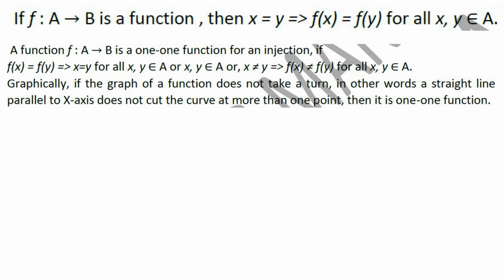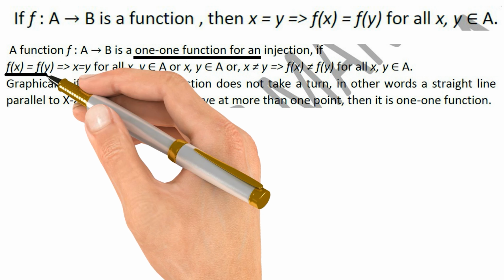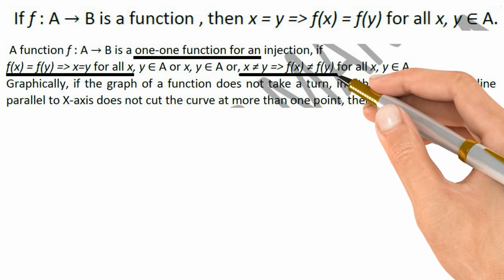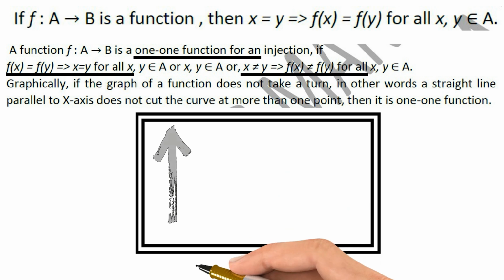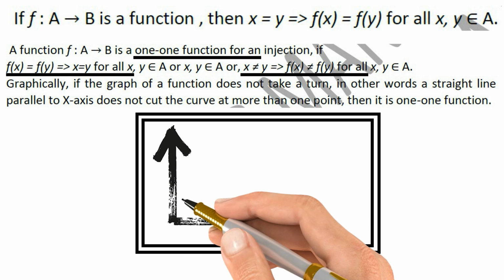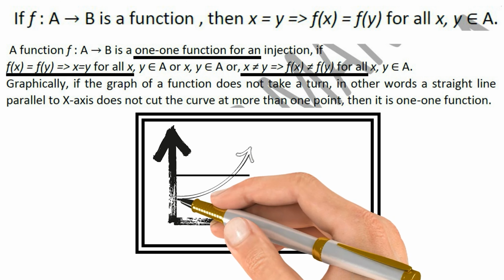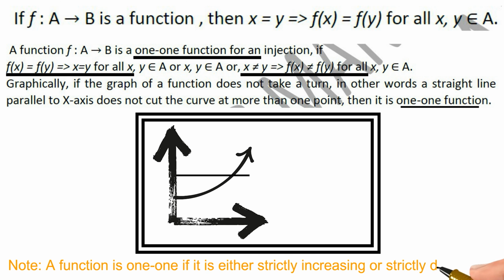A function f: A → B is one-one, or an injection, if f(x) equals f(y) will imply x equal to y for all x, y belongs to A; for x not equal to y, f(x) will be not equal to f(y). Graphically, if the graph of a function does not take a turn, in other words, a straight line parallel to x-axis does not cut the curve at more than one point, then it is one-one. Point to be noted that a function is one-one if it is either strictly increasing or strictly decreasing.